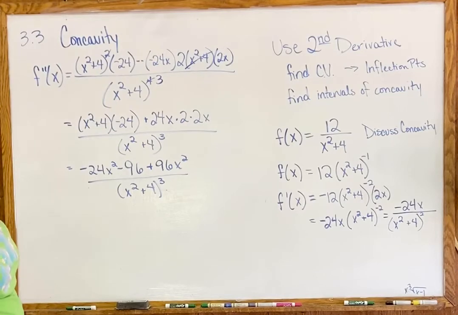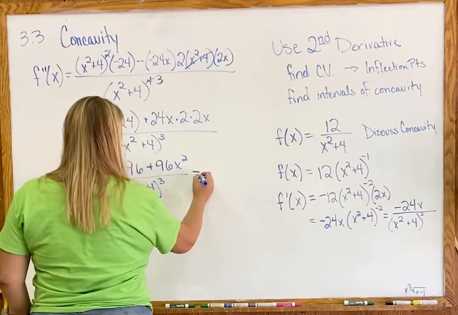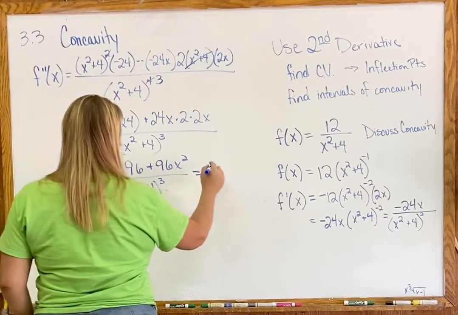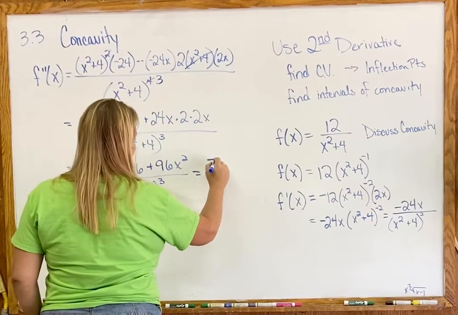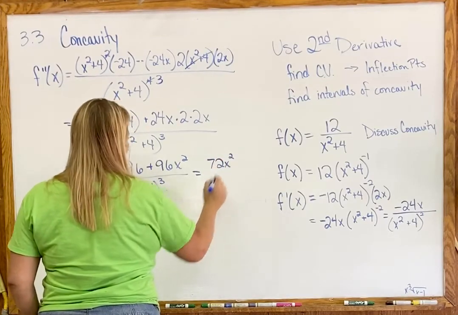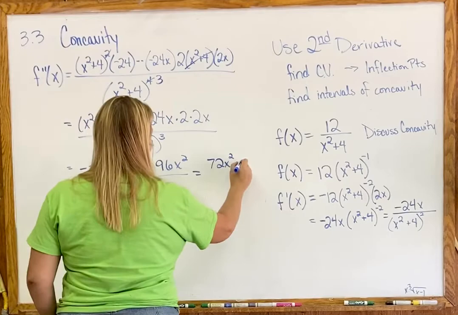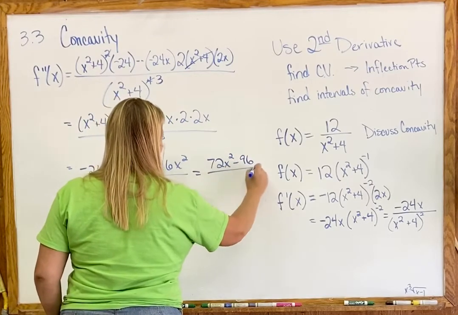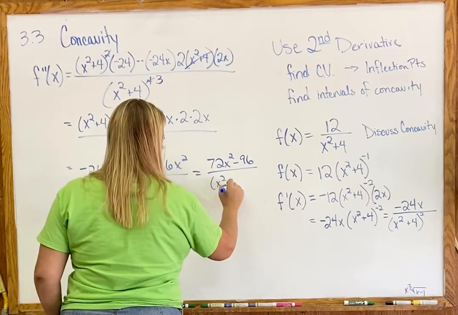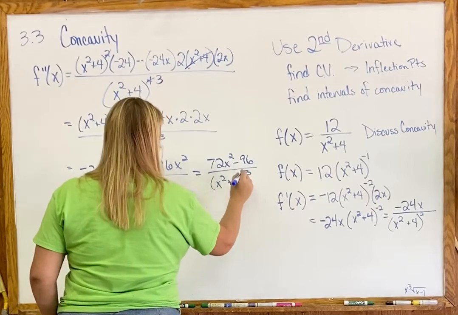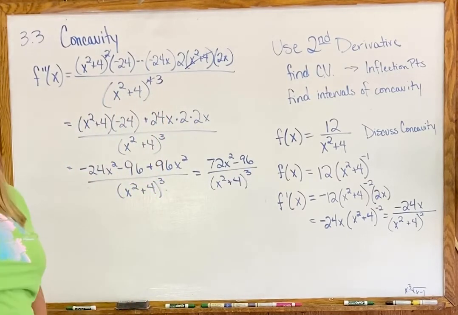Phew, okay. So it was tedious, but at least we got it down to something nicer. I guess we could go even further there. So the 96 minus 24 is going to leave us 72x squared. Who the heck came up with this problem? Minus 96, all over (x squared plus 4) cubed. All right, so that's as easy as it's going to get.